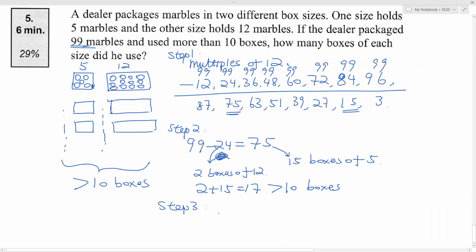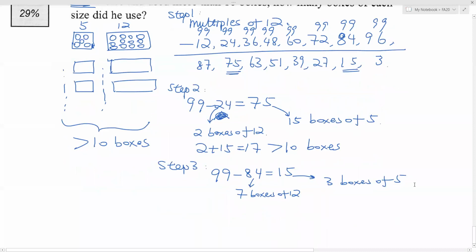Step 3, we want to do 99 minus 84 equals 15. So this would give us 7 boxes of 12. And that would give us 3 boxes of 5. However, 7 plus 3 equals 10 boxes. And it does not satisfy the condition that the total number of boxes is greater than 10. So we have to go back to 2 and 15, okay? We have to go back to that.